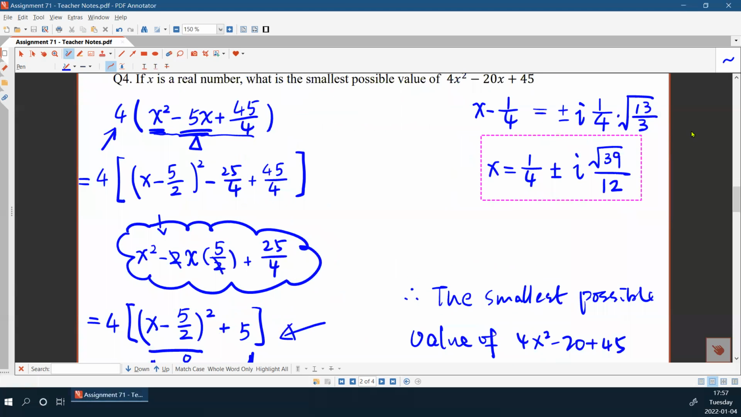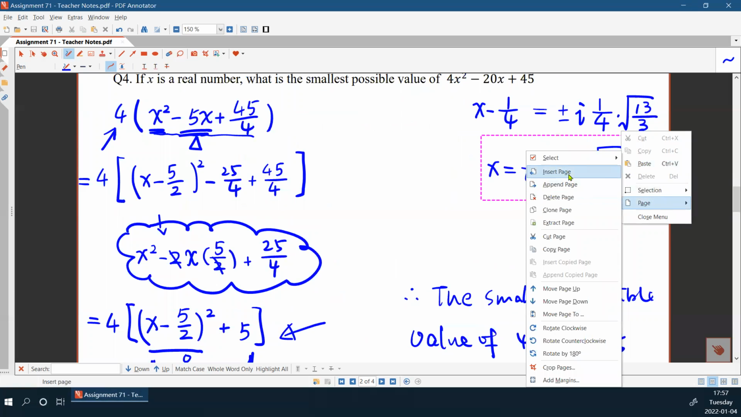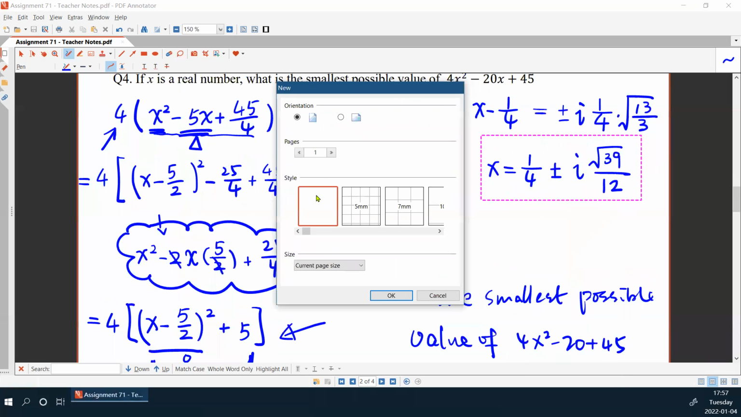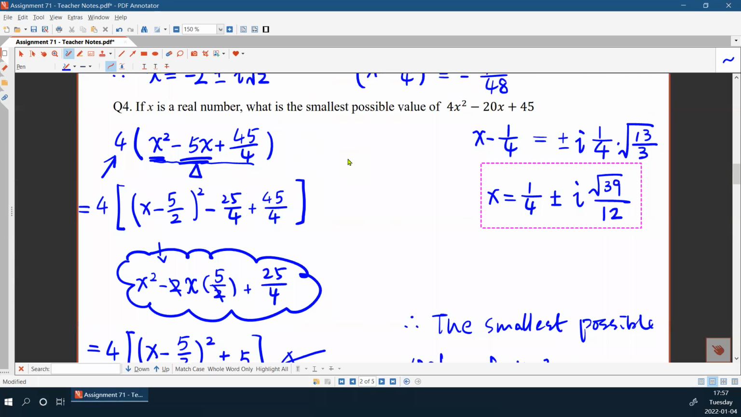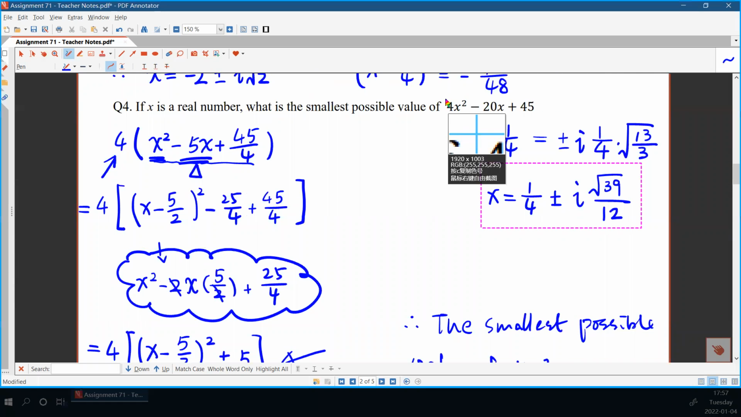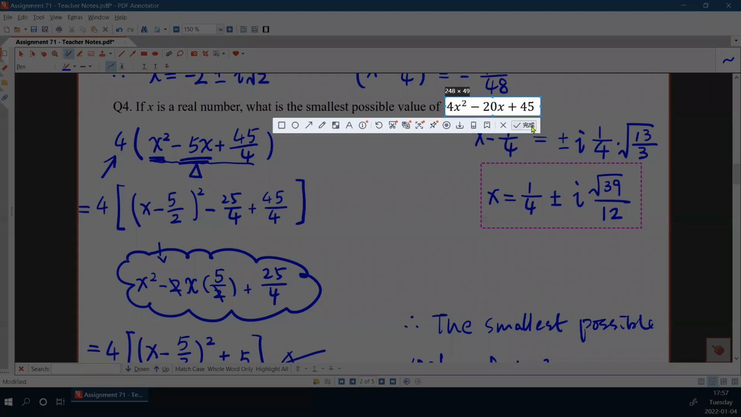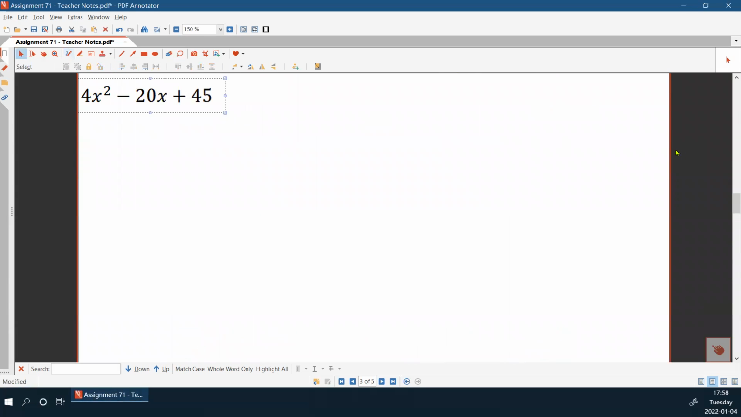All right, so of course, there is another way to do this. Let me explain this to you. Let's copy this expression onto a blank page. Of course, you don't have to convert the leading coefficient to 1, right? Because 4x squared can be rewritten as (2x) squared, right?